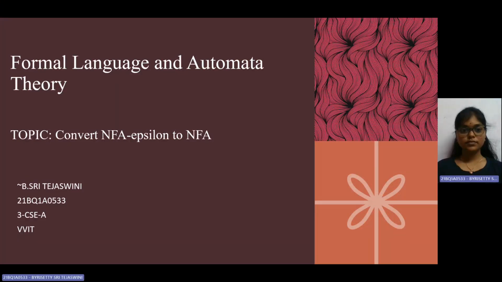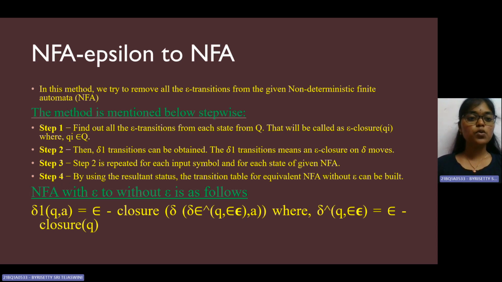Today my topic is about NFA with epsilon transitions to NFA without epsilon transitions, from formal language and automata theory. The topic is converting NFA epsilon to NFA. In this method, we try to remove all the epsilon transitions from the given non-deterministic finite automata. NFA is non-deterministic finite automata.